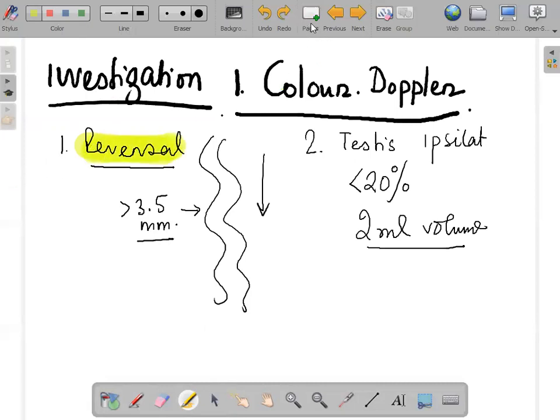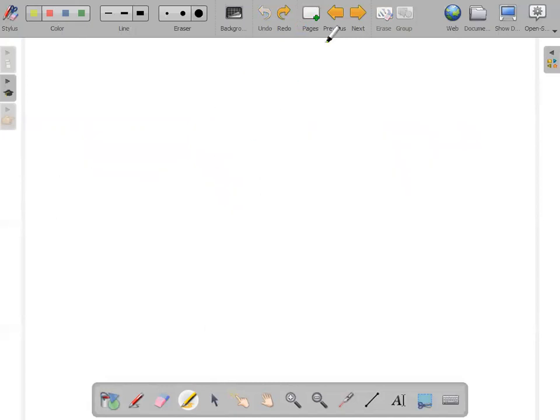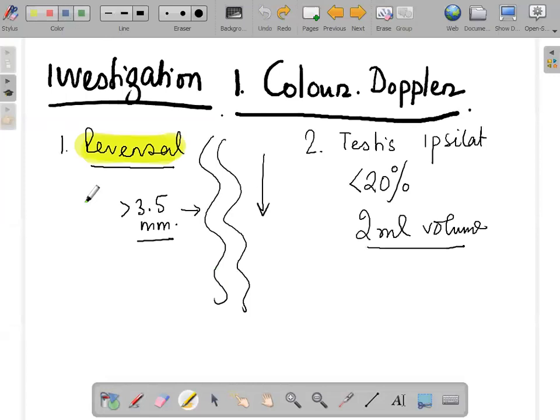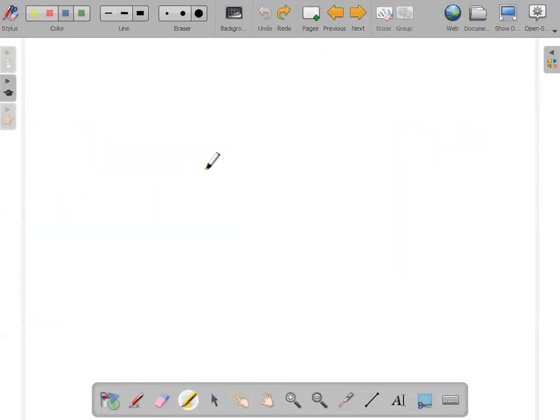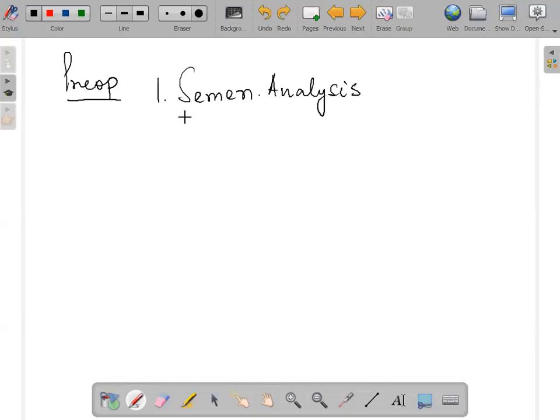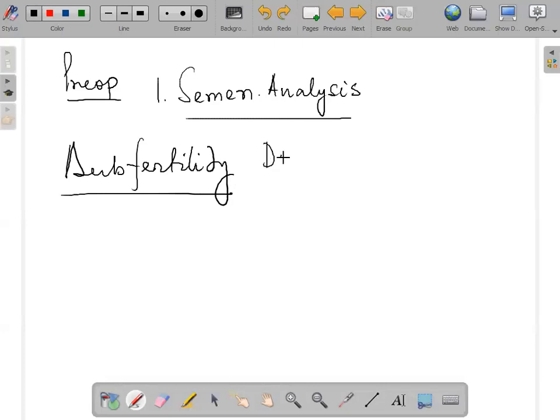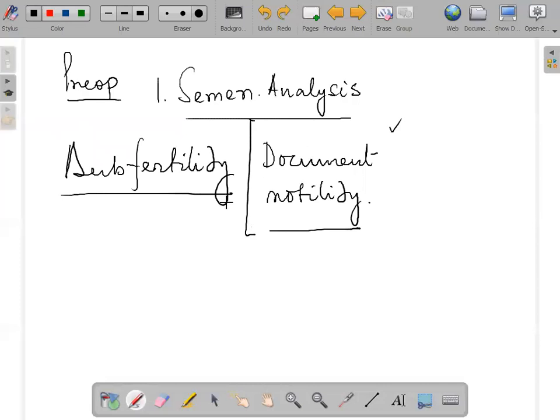Apart from this, if you are planning investigations, please remember that color Doppler is your confirmatory investigation. Before your preoperative investigations, apart from the routine preoperative tests, I need only one, which is a semen analysis. As I have already said, this is responsible for subfertility. Even before you operate on a patient with a varicocele, it is important to document the baseline sperm count, the motility, and the morphology of the sperm before I go for a surgery for a varicocele.